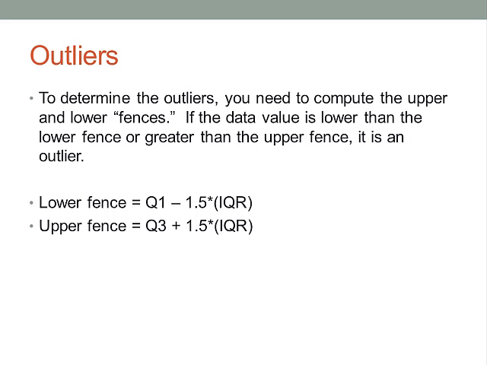Last thing we'll look at is outliers. To determine if our data has outliers, there are a lot of different methods. This is the one this text uses. We compute what are called the upper and lower fences. And if the data is outside of these fences, it's called an outlier. The lower fence is Q1 minus 1.5 times the IQR. The upper fence is Q3 plus 1.5 times the IQR.